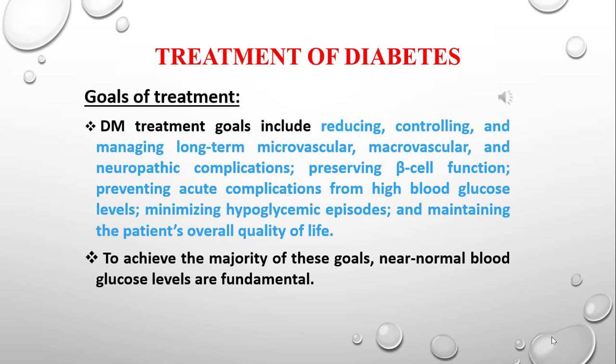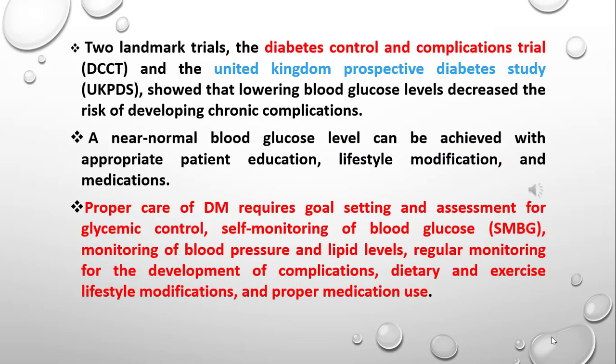To achieve the majority of these goals, near normal blood glucose levels are fundamental, because if the glucose levels of the patients get higher, the condition of the patient will be severe. Two trials were developed. First is the Diabetes Control and Complications Trial, that is known as DCCT, and the United Kingdom Prospective Diabetes Study. These trials show that lowering blood glucose level decreases the risk of developing chronic complications.